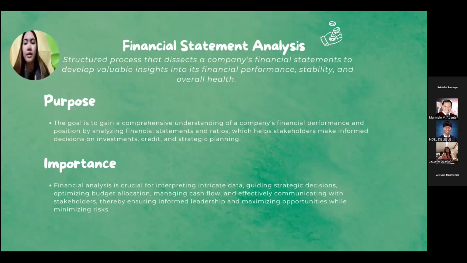It enables stakeholders to assess the company's profitability, liquidity, and solvency, which are critical for decision making. And yes, it also helps them evaluate past performance and forecast future trends, ensuring financial transparency and maintaining trust with investors and regulatory bodies.